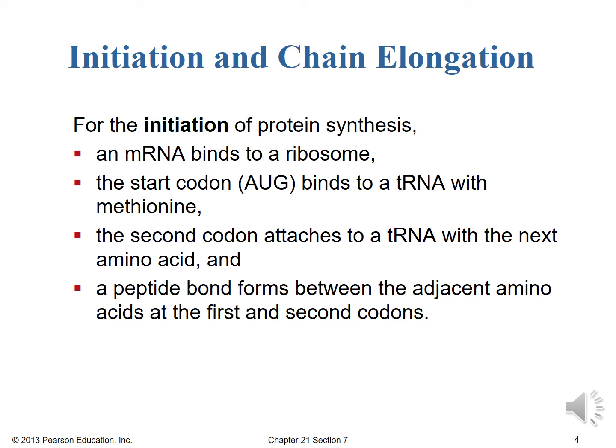Now, if we talk about initiation and chain elongation, the initiation of protein synthesis involves an mRNA binding to a ribosome. The start codon, AUG, binds to a tRNA with methionine. Previously, our tRNA there had serine attached, but this time we're looking at a tRNA with a methionine. The second codon attaches to a tRNA with the next amino acid, and a peptide bond forms between those adjacent amino acids at the first and second codons. So we're starting to make our polypeptide.